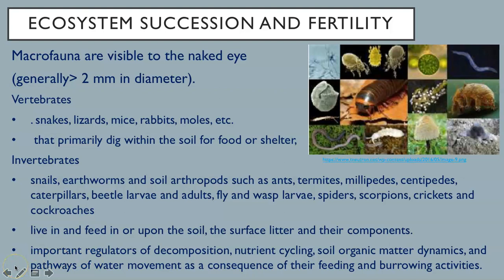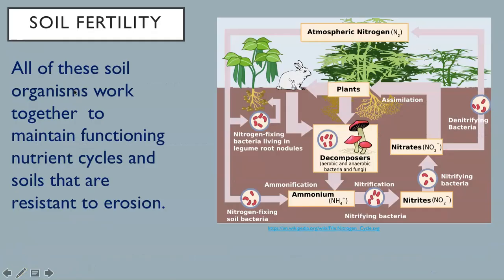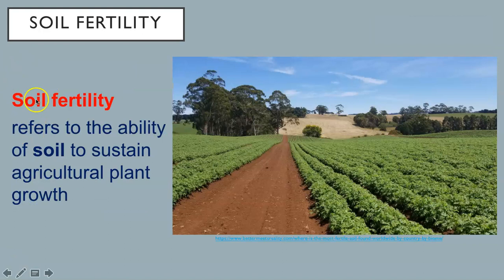Again, you don't need to know the very specifics of all of these organisms, but you do need to be aware of and appreciate the complexity of soil ecosystems and their contribution to soil fertility. All of these soil organisms work together to maintain functioning nutrient cycles, such as the nitrogen cycle, and soils that are resistant to erosion. To clarify, when we refer to soil fertility, we're referring to the ability of soil to sustain agricultural plant growth.